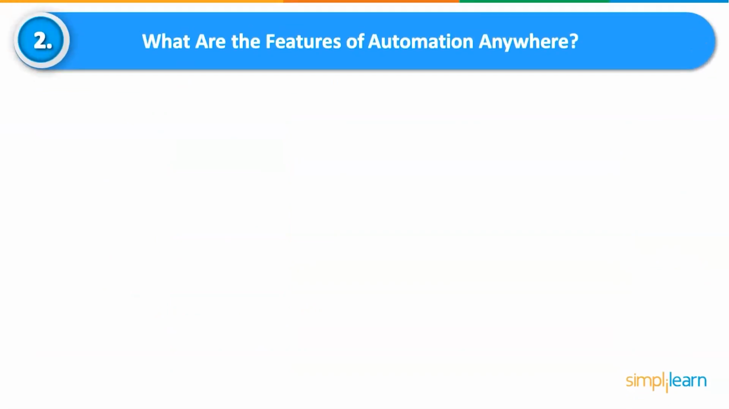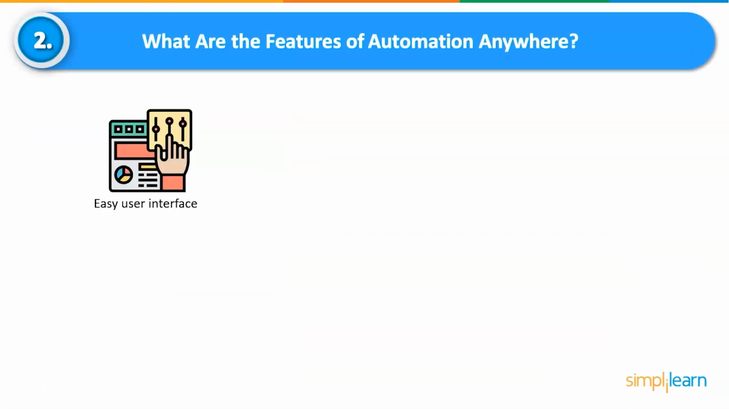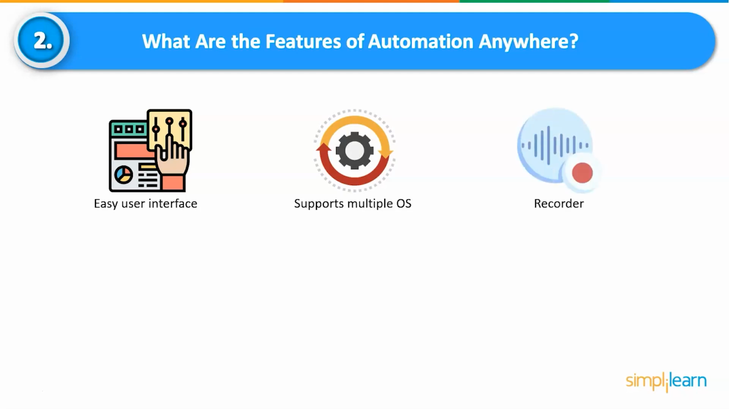What are the features of Automation Anywhere? Automation Anywhere offers an easy-to-use interface for building bots and designing business process automation workflows. It supports multiple operating systems such as Windows, Linux, and Mac OS. It consists of a recorder that works on a variety of platforms, including Microsoft Windows, Citrix, Web, and SAP.